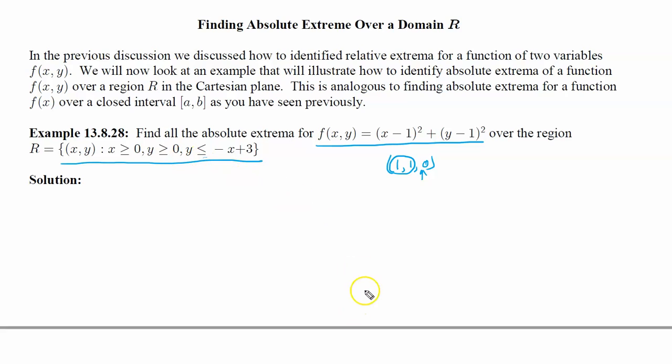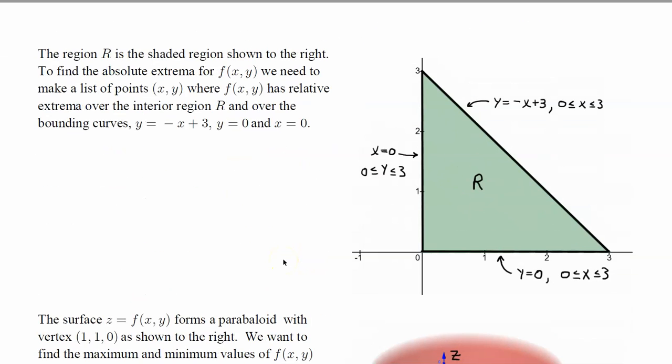Now, what this region looks like is down here. So here's what our region R looks like. It's just this triangular region in the xy plane. Notice that this is one bounding curve, x equals 0, y equals 0, and this is the line y equals negative x plus 3. So remember, y is supposed to be less than or equal to negative x plus 3. So all the points satisfying that are going to be below this line. And then they must be to the right of this line and above this line, above the x-axis and to the right of the y-axis. Okay, so that's our region R.